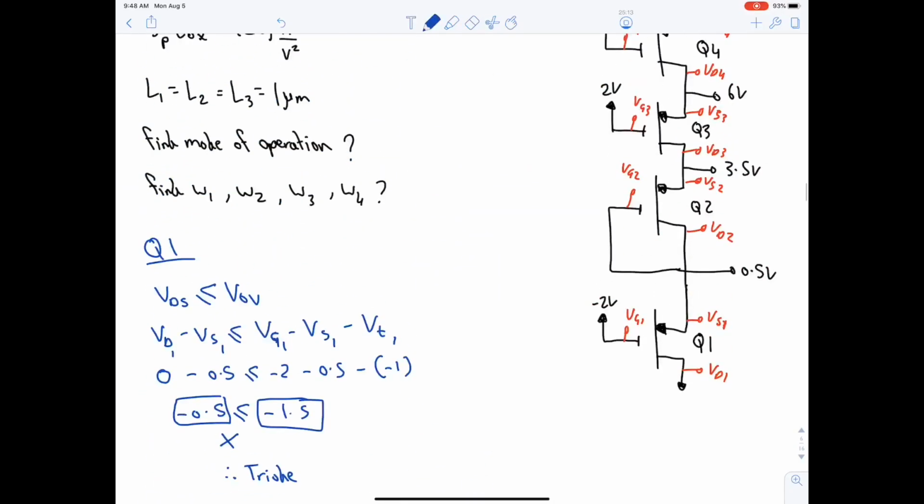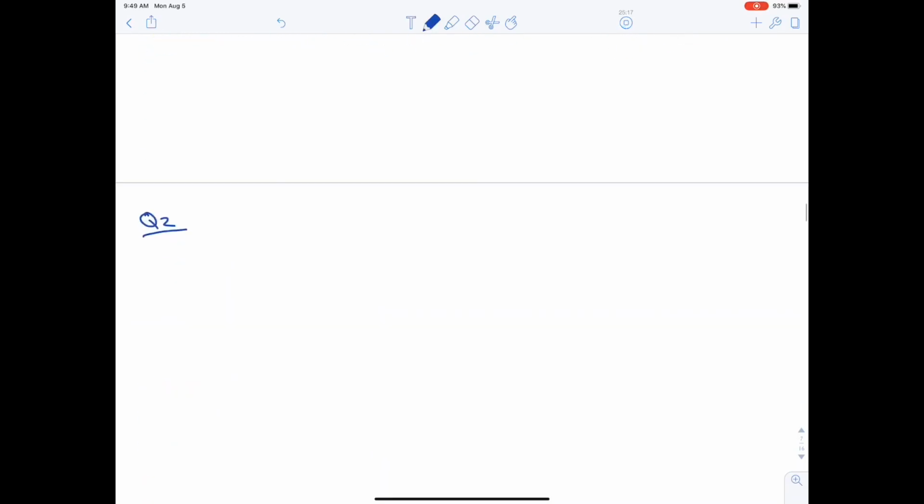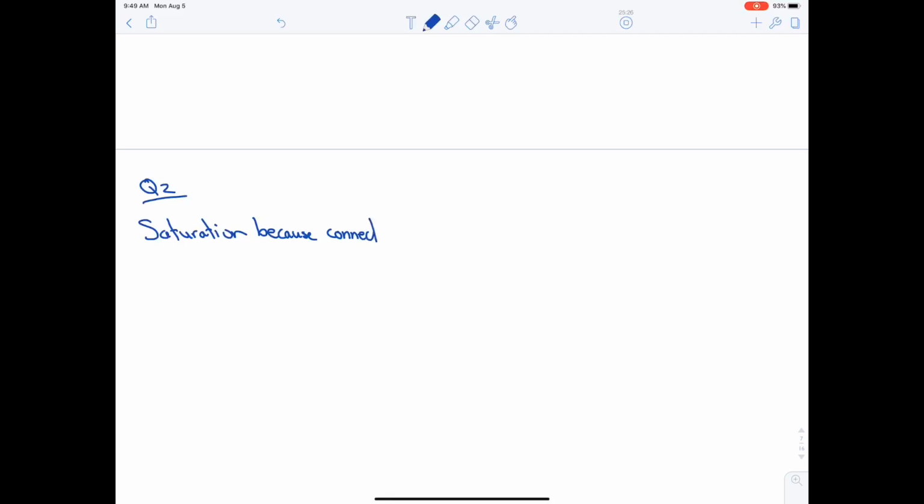Q2, we need to find the region, and the region is saturation directly because of the connection between the VG and VD. So just say saturation because of the connection between the VG and VD.